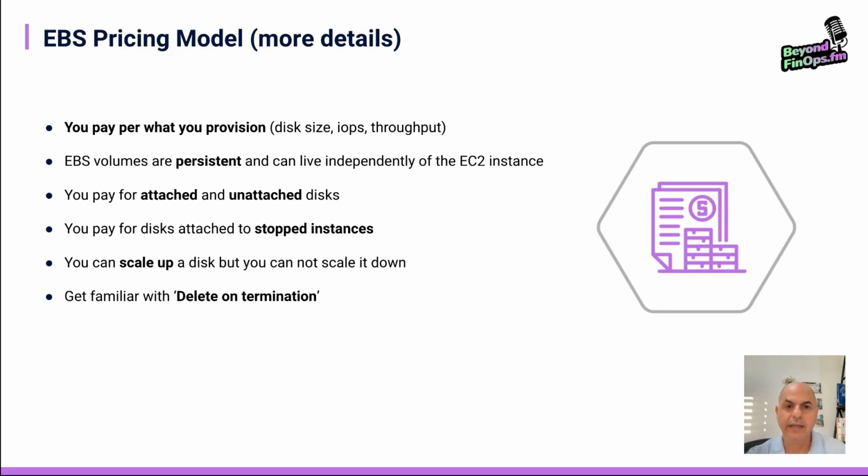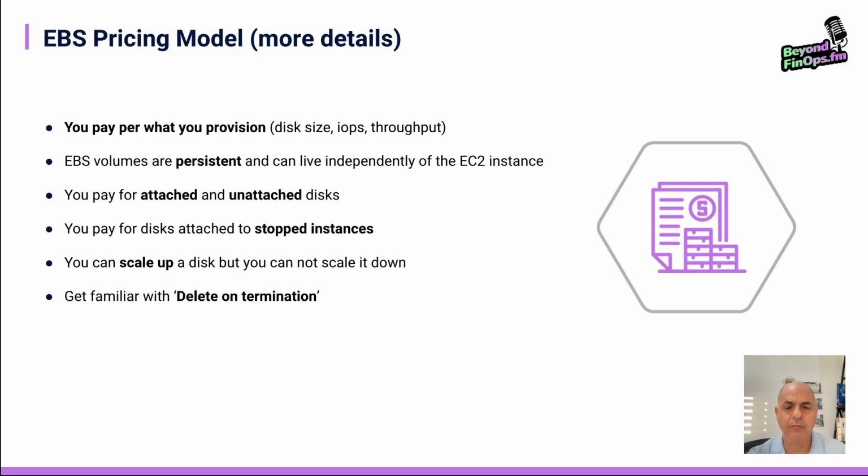Now let's look at the EBS pricing model. You pay for what you provision. For every gigabyte per month, for every IOPS, for every throughput, you pay. So you really need to pay attention to how much of this you provision for each of your disks.